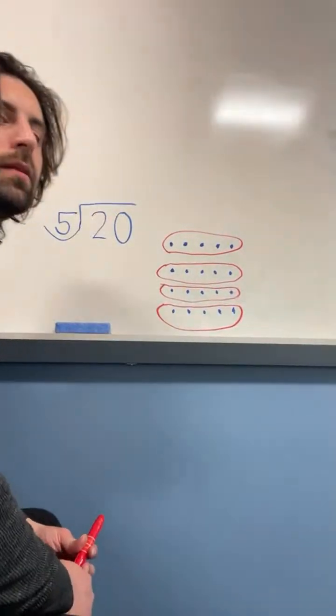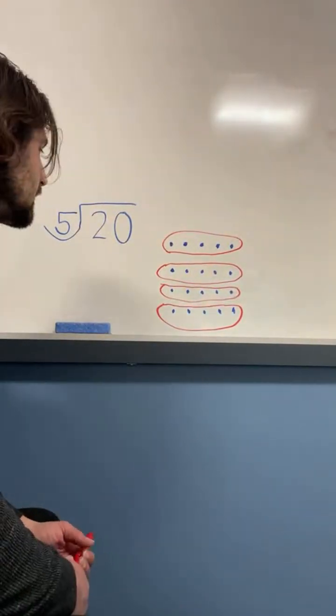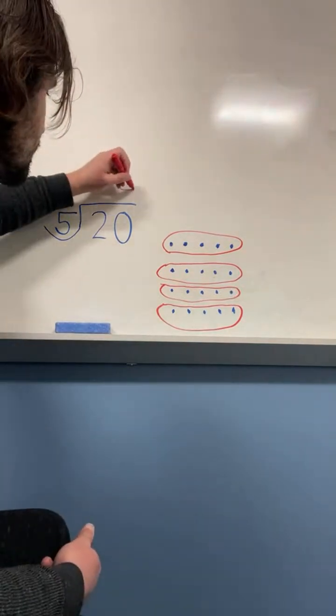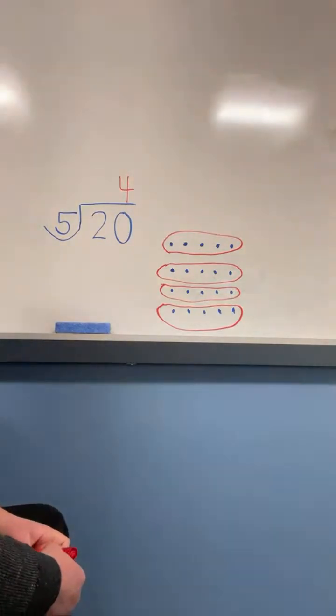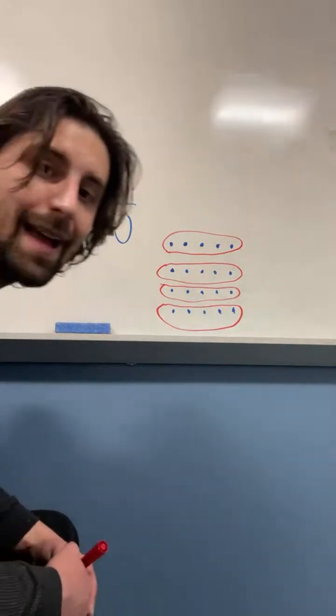So 20 divided by 5 equals 4. All right, I'm going to do one more.